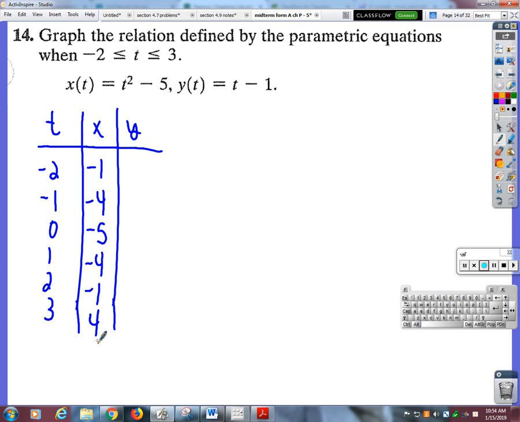Okay, now we're going to do the same thing, but we're going to plug them into the y equation. So what do you get when you plug -2 in for t into the y equation? -3. Then what? Then okay. Everybody see where we got those numbers?